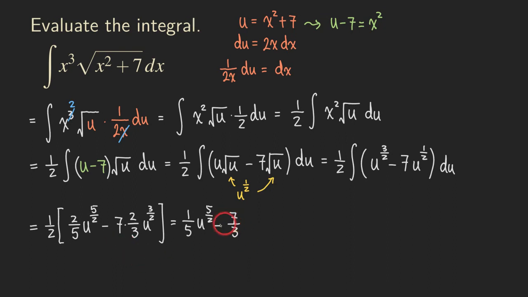Why is it 7 over 3? It's really because the 2 and this 2 will cancel, and then you just have 3 times 1, 7 times 1/3. So we're going to get 7 over 3. And then the u is just that u to the 3 over 2.